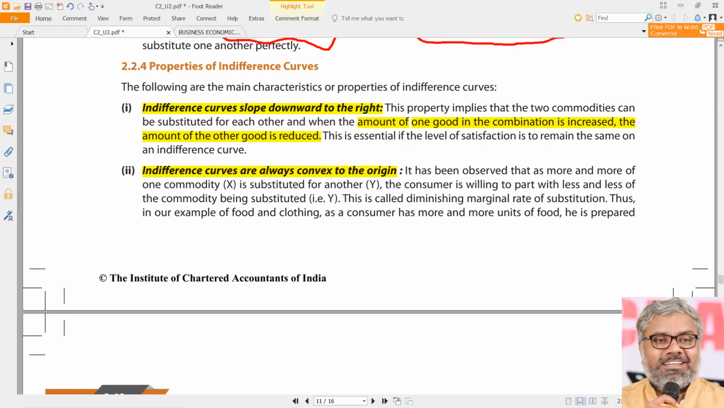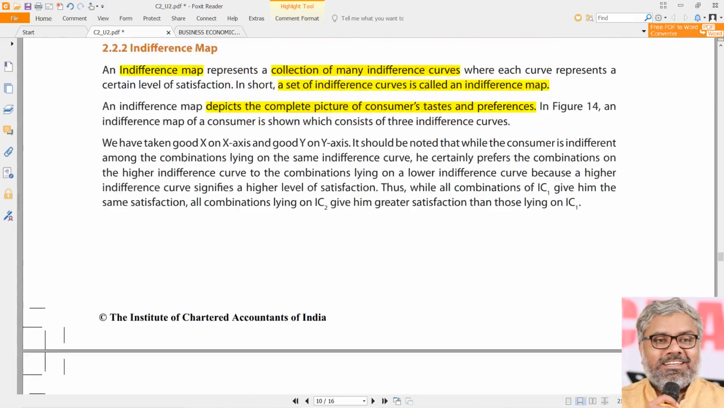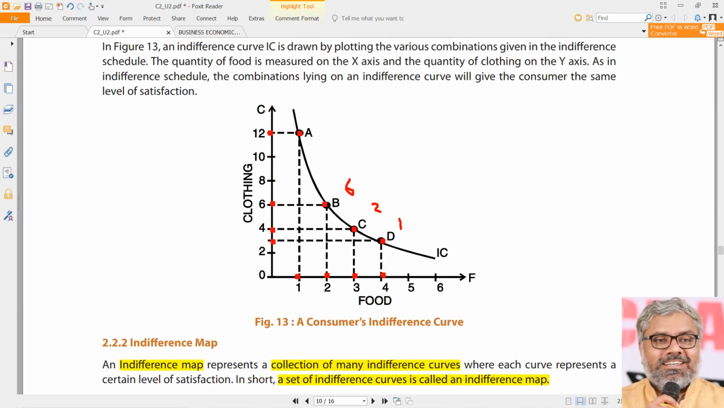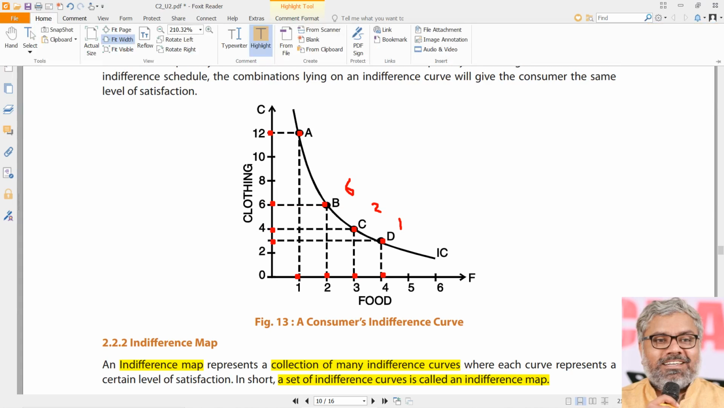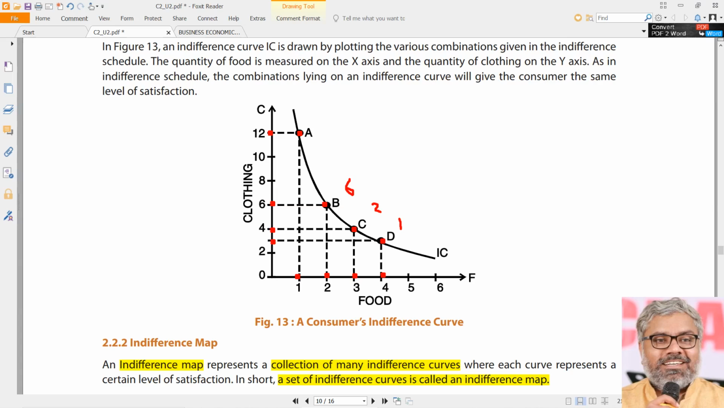Then another characteristic of indifference curves is they are always convex to the origin. Convex to the origin means if we observe this indifference curve, where is the curve? Is it facing the origin or is it facing away from the origin? That is facing the origin. So this is convex to the origin because this curvature is facing the origin.